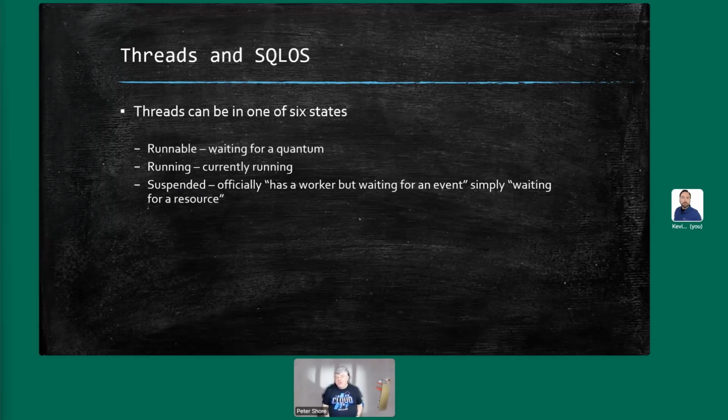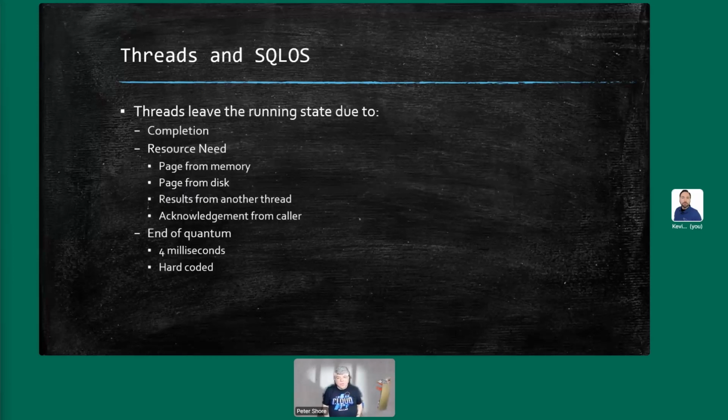And then suspended. That officially means it has a worker and it's waiting for an event. Or it's waiting for a resource is probably the way to understand it. Technically, an event happens that says the resource is available, and that's why it's waiting for an event. Threads can leave the running state because it completed, it has a need for a resource, or it reaches the end of the quantum. Quantum in SQL Server is a hard-coded 4 milliseconds. You can't change that unless you work for Microsoft and have access to the code, and probably somebody's going to want to approve changing that.